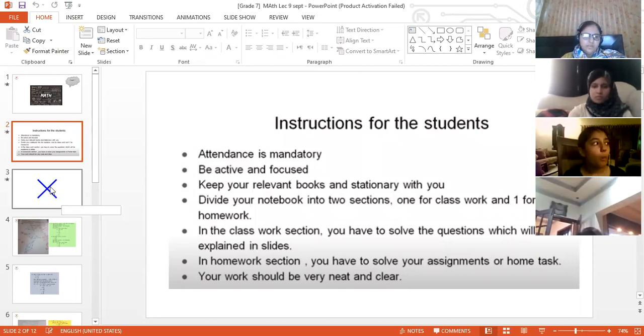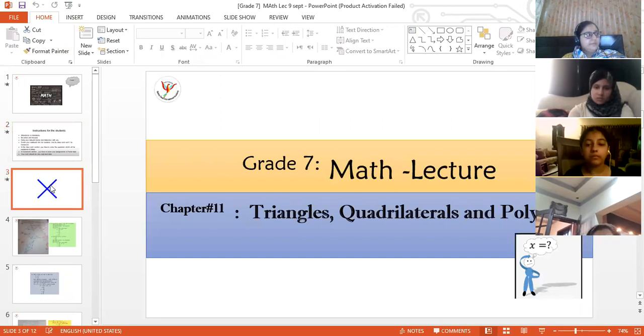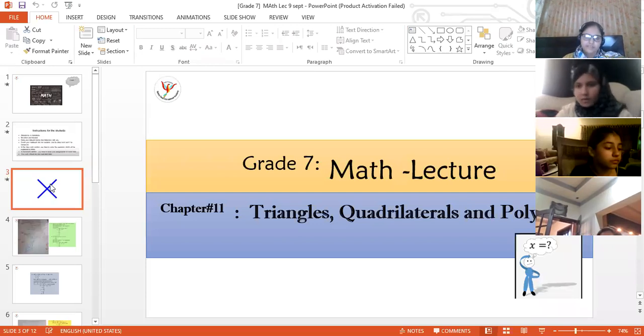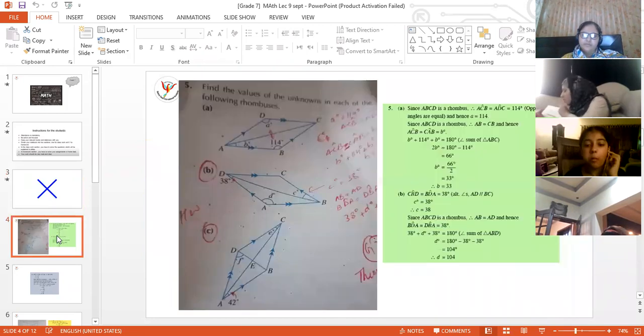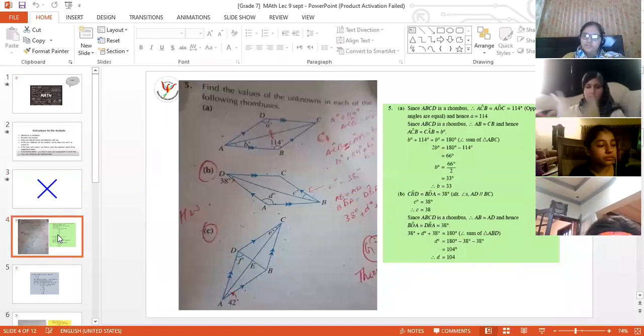Okay. You know that we have started chapter number 11, which is triangles, quadrilaterals, and polygons. Exercise 11A was totally linked with the triangles, and exercise 11B is totally linked with the quadrilaterals, different types of quadrilateral: rectangle, rhombus, parallelogram, square, kite. So far we have completed questions 1 till 4. Now we are going to solve question number 5 of exercise 11B, page 275 in your books.